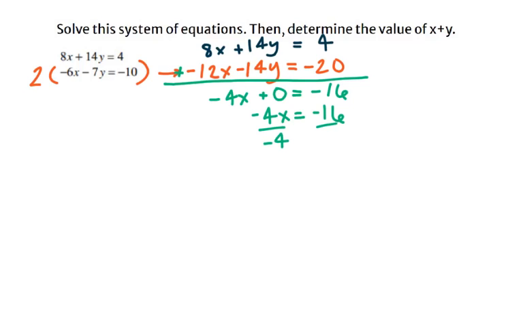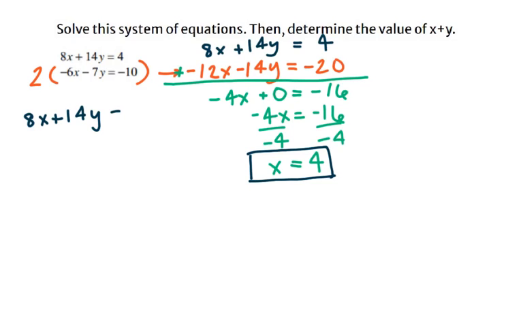Divide both sides by negative 4 to solve for x, and we get x is equal to positive 4. So we have solved for our x variable here. Now to solve for y, all we have to do is take our x value of 4 and substitute it into either equation. So I'm going to substitute 4 into this first equation, which is 8x plus 14y equals 4. So I'm going to take 8 times 4 plus 14y is equal to 4.